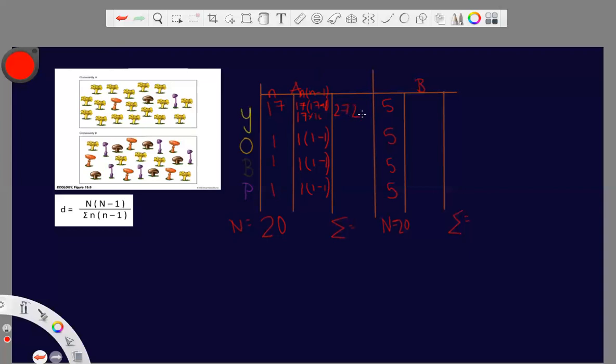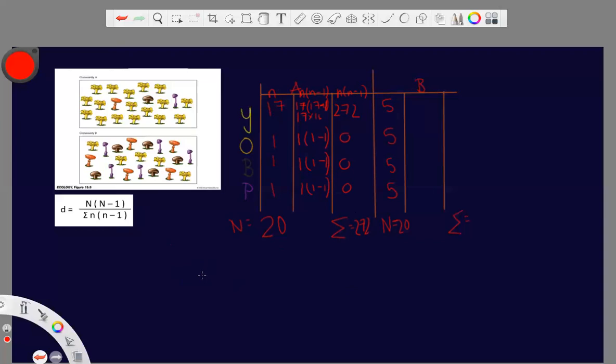The calculation for the others is 1 multiplied by 1 minus 1, so 1 multiplied by 0. 1 multiplied by 0 is 0, because anything multiplied by 0 is 0. This is also n(n minus 1); that's just showing you how to do it. To get the sum of those, we add all of these together. So 272 plus 0 plus 0 is equal to 272. All right, so now let's put these numbers into this equation.